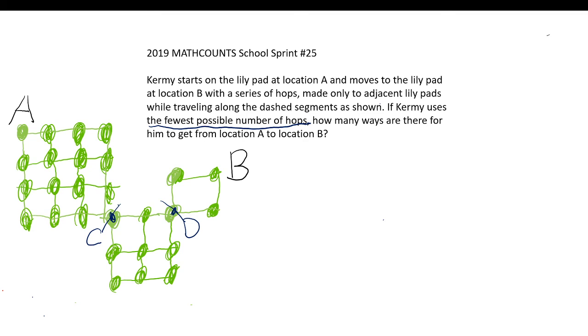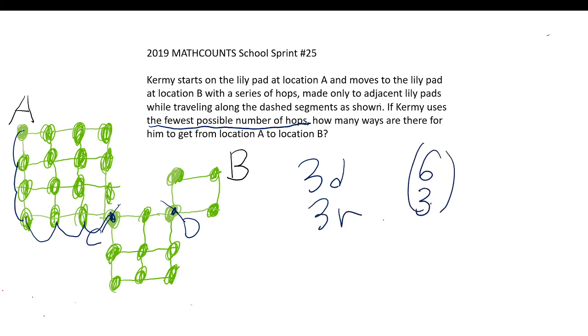Now let's solve. Now we can go down or to the right for this grid. So 1, 2, 3, and go 3 down, and 3 to the right. So there's 6 choose 3 ways to get from point A to point C, which we can just compute as 6 times 5 times 4 over 3 factorial, which is just 20. Point A to point C, that's 20 ways.